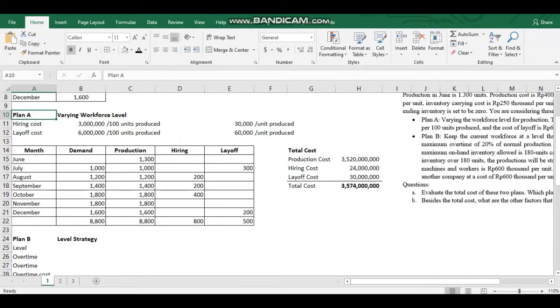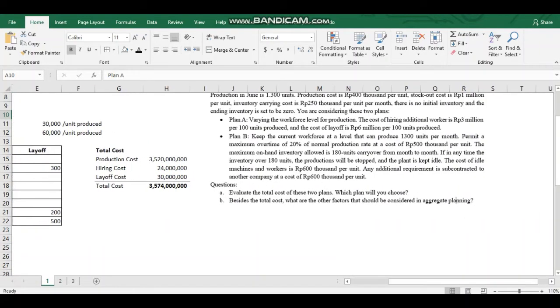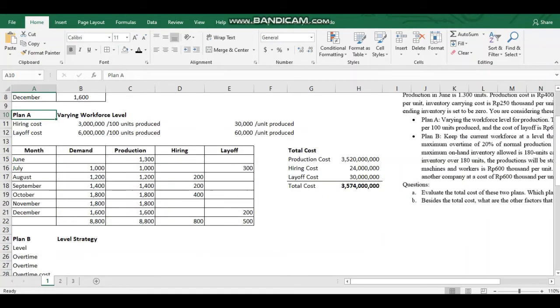And then move to plan B. We calculate the cost for plan B. Plan B said to keep the current workforce at a level that can produce 1,300 units per month. Since we are keeping the workforce level at the same level, it means that plan B is level strategy. Okay, because in level strategy, we maintain a constant output rate, production rate, or workforce level over the planning horizon.